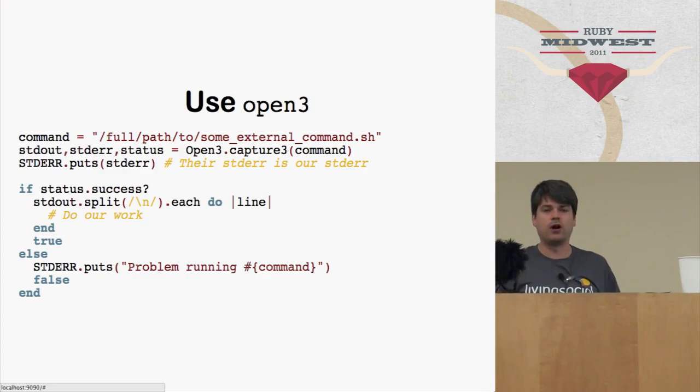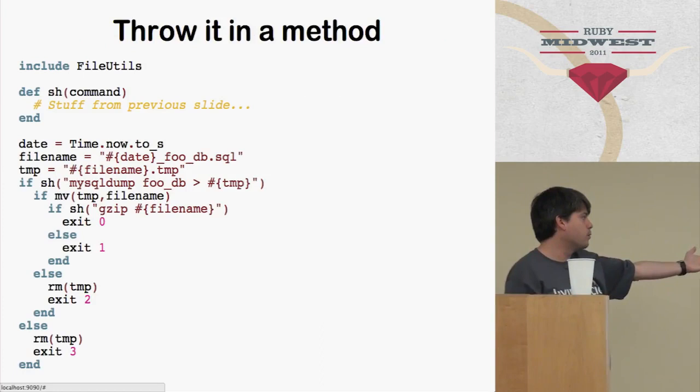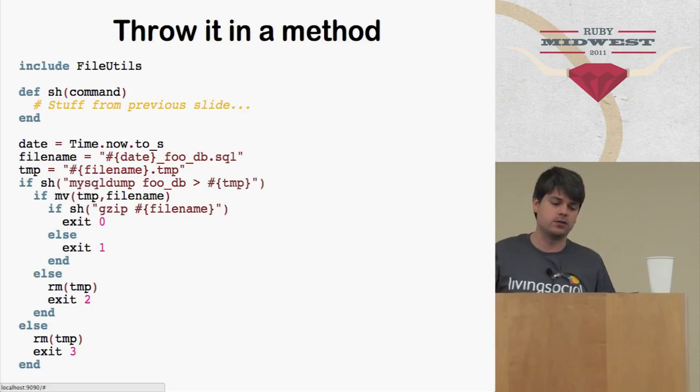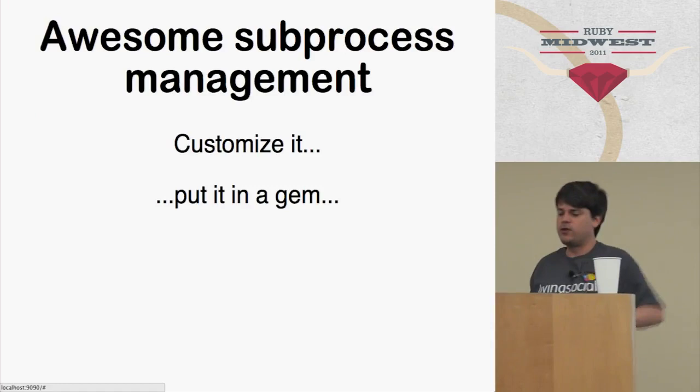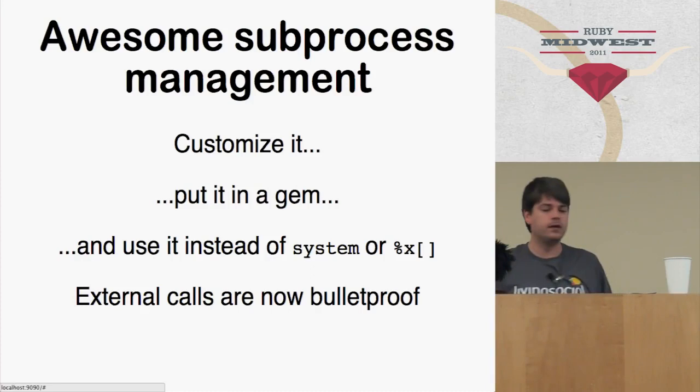So that's cool. You throw this in some method. And then you get a nice script that, with a couple of if statements, is pretty bulletproof, but still pretty readable in terms of what it's doing and what commands it's calling. So basically, you don't have to do it that way. Do it however you want, but customize it somehow and throw in some gem you can use internally, and then use that instead of %x or backtick or system. Then all your calls are bulletproof. They're all logged. You have everything available that you need, and it's really the same lines of code. So that is pretty cool.